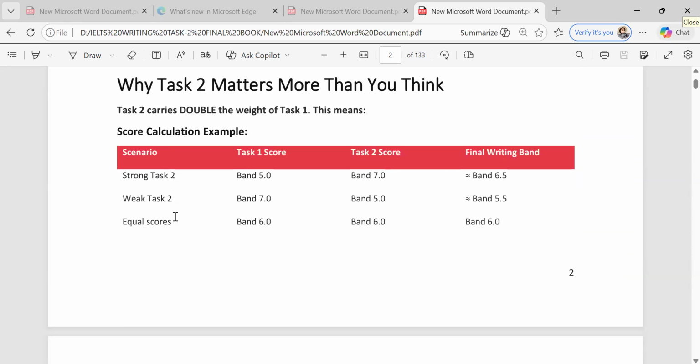Then what we have is why task 2 matters more than you think. What's the reason behind that? As I told you, task 2 carries double the weight of task 1.